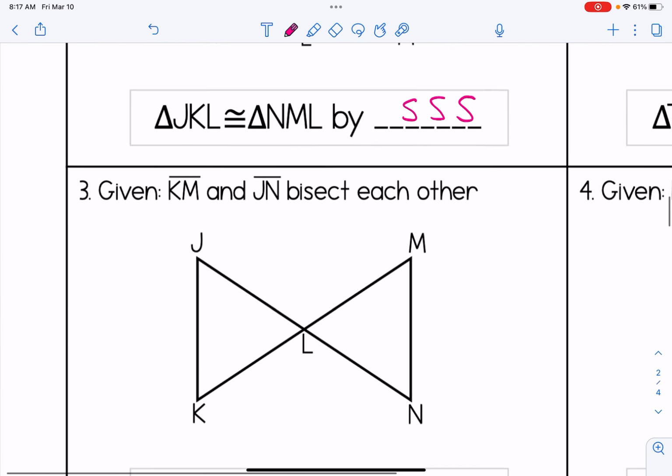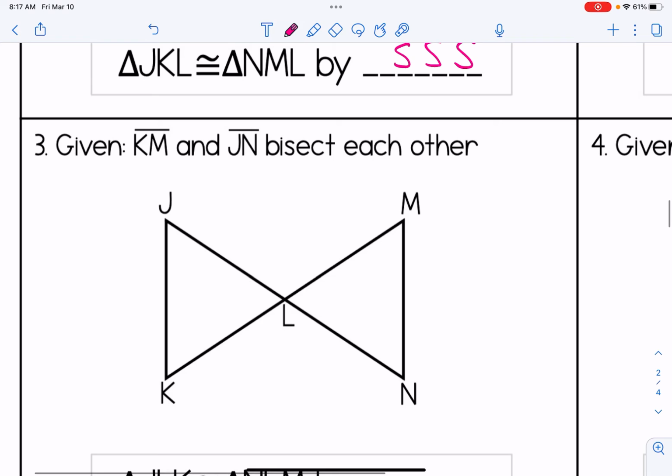Number 3, KM and JN bisect each other. Well, that means they're both split in half. So KM is split into two congruent parts. JN is split into two congruent parts. And again, we're looking at this like, wait, there's only two markings per triangle. So let's take a look at what other things we could add in.